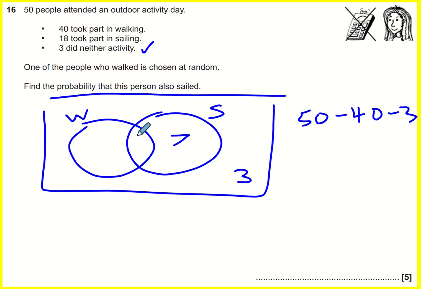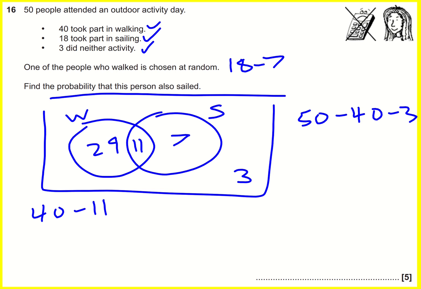So this must be 11 in the middle, because 18 took part in sailing in total, so I've done 18 minus 7. And then if 40 took part in walking, then it's going to be 29. I've done 40 minus 11. And that's all going to check out now. I've got my Venn diagram. And that's the hard part of this question, I think: constructing that Venn diagram and realizing that that's an approach that can work.